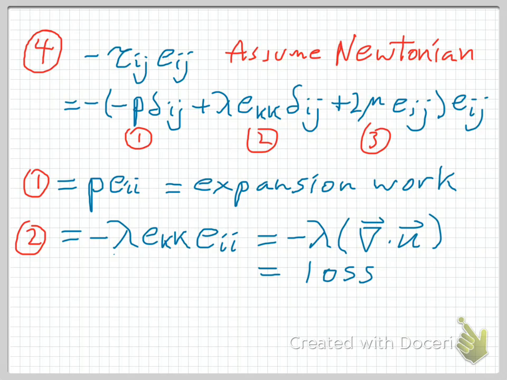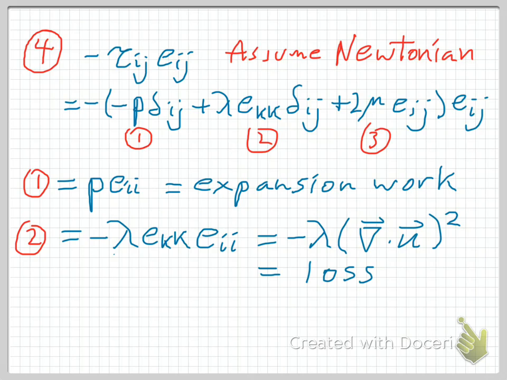For comparison, consider the expansion work can be positive or negative depending whether the fluid is expanding or contracting, whereas the second viscosity has the effect of being negative in either case, for expansion or contraction, because of this square here. So second viscosity means the fluid doesn't like to expand and it doesn't like to contract. Either way, second viscosity is going to remove kinetic energy from that motion.